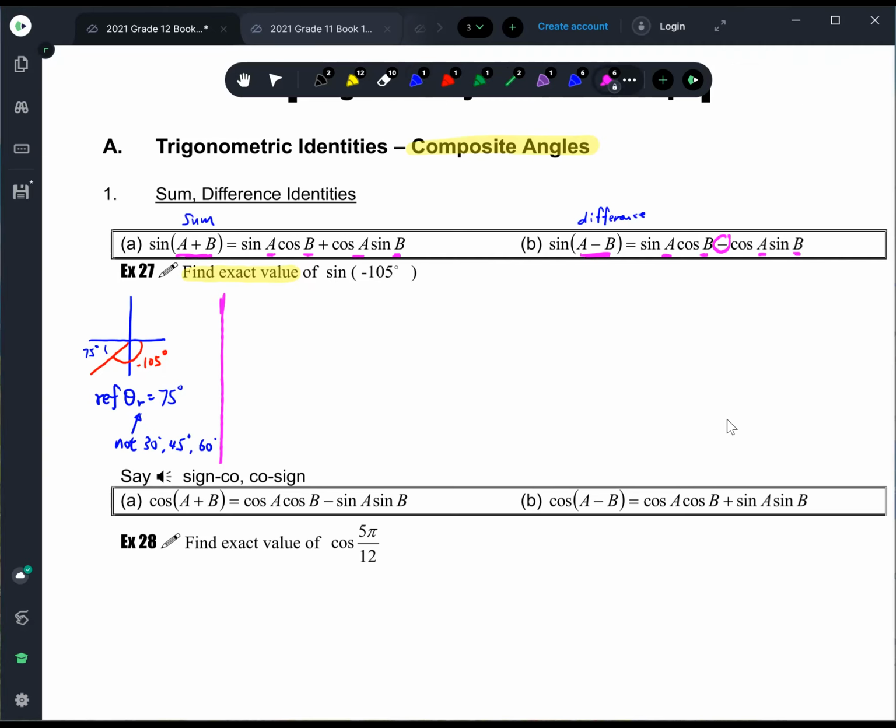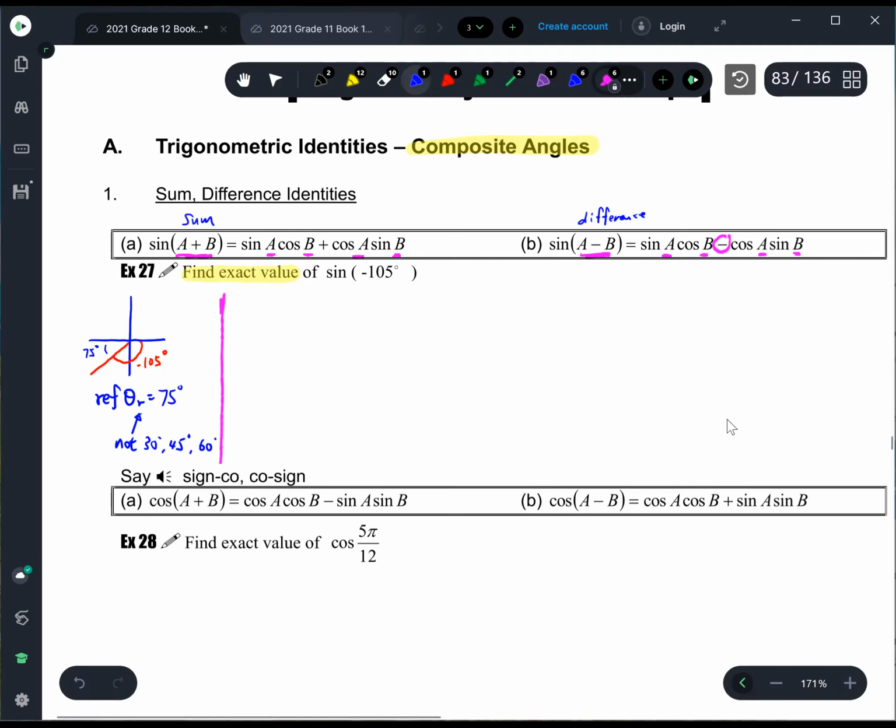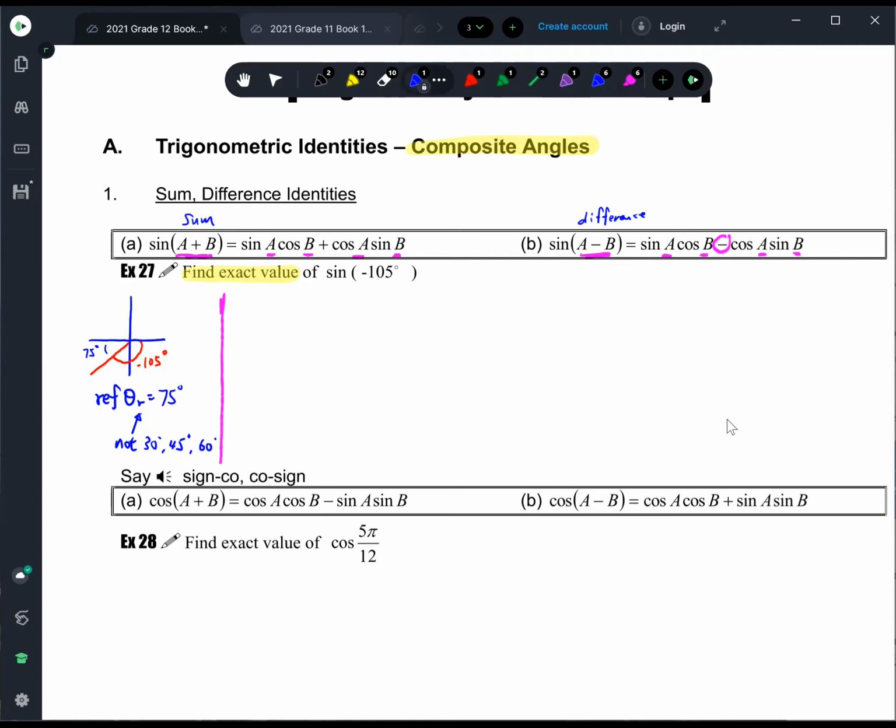Where the formula comes from, we can prove that. But right now we just learn how to use it first. Later when we have time, we can come back and show you how to do the proof. Or I'm sure if you go to YouTube and type in proof of sum and difference identity, you will see a lot of ways to prove it. So right now we just practice how to use it.